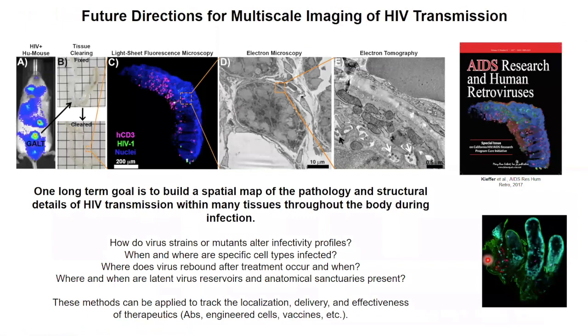So I'll finish up with this. My vision is to build a spatial map of the pathology and the structural details that occur during HIV transmission within a bunch of tissues throughout the body at different times after infection, or after latent reservoir mobilization, after individuals go off of ART, things like that. So there's a whole host of questions we can ask: in which tissues, which cells are infected, what about the latent virus reservoir? Can we query this? Are there anatomical sanctuaries?